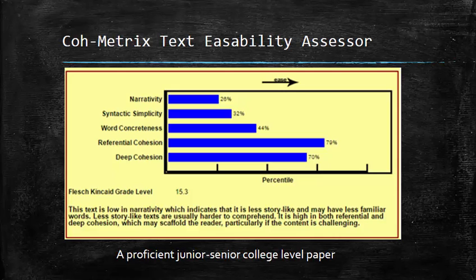A proficient college-level analytical paper, such as those written for a historical methods research course, should have lower values of narrativity, showing more analysis than storytelling, and syntactic simplicity. College-level work should be more complex. There should be a balance between concrete and abstract words, and higher levels of referential cohesion, the overlap of concepts and ideas from one sentence to the next, and deep cohesion, how well the ideas and information of the whole text are tied together. Here's an example of a proficient junior-senior level college paper.